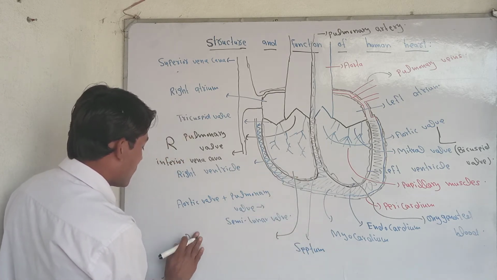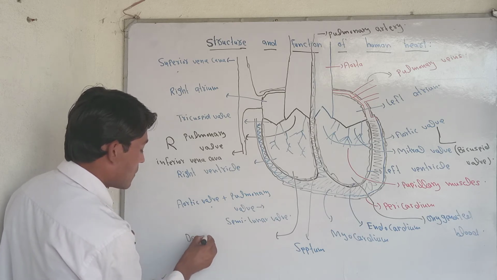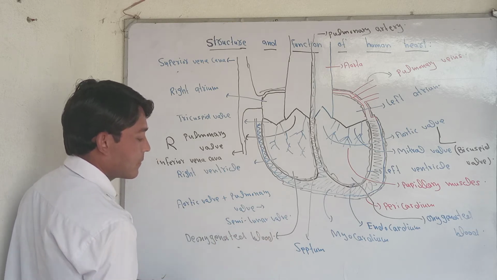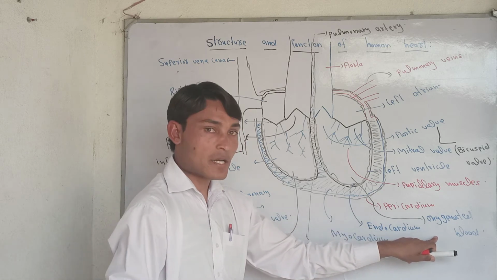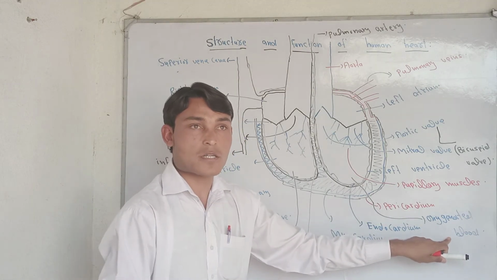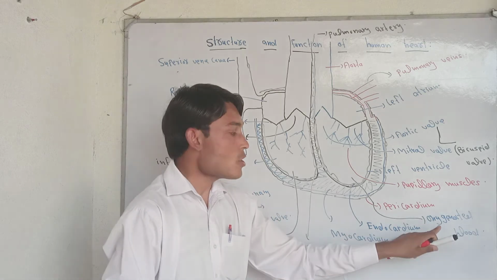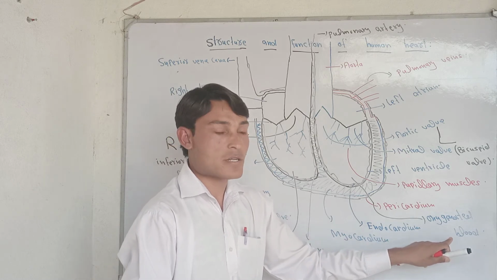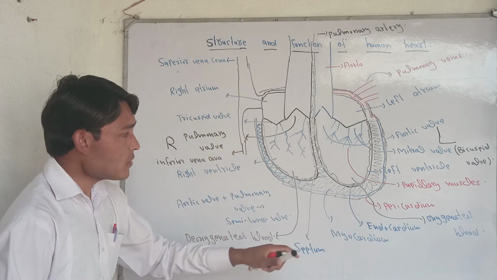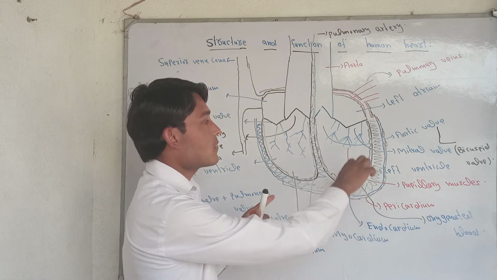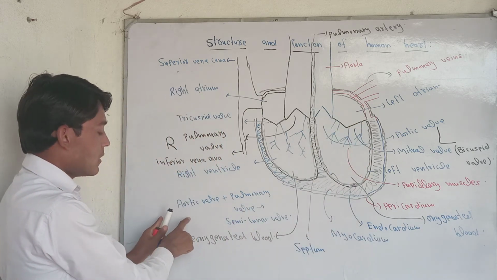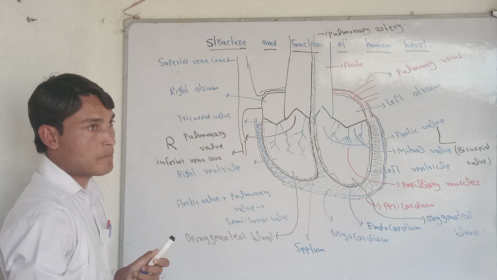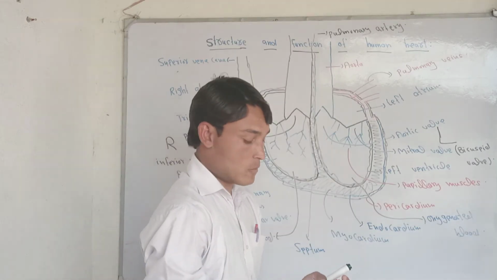Remember that on the left side we have oxygenated blood. What is oxygenated blood? A blood which has a high concentration of oxygen and a low concentration of carbon dioxide is called oxygenated blood. And this one is called the left ventricle, this one is the left atrium, this one is the right ventricle, and this chamber is called the right atrium.